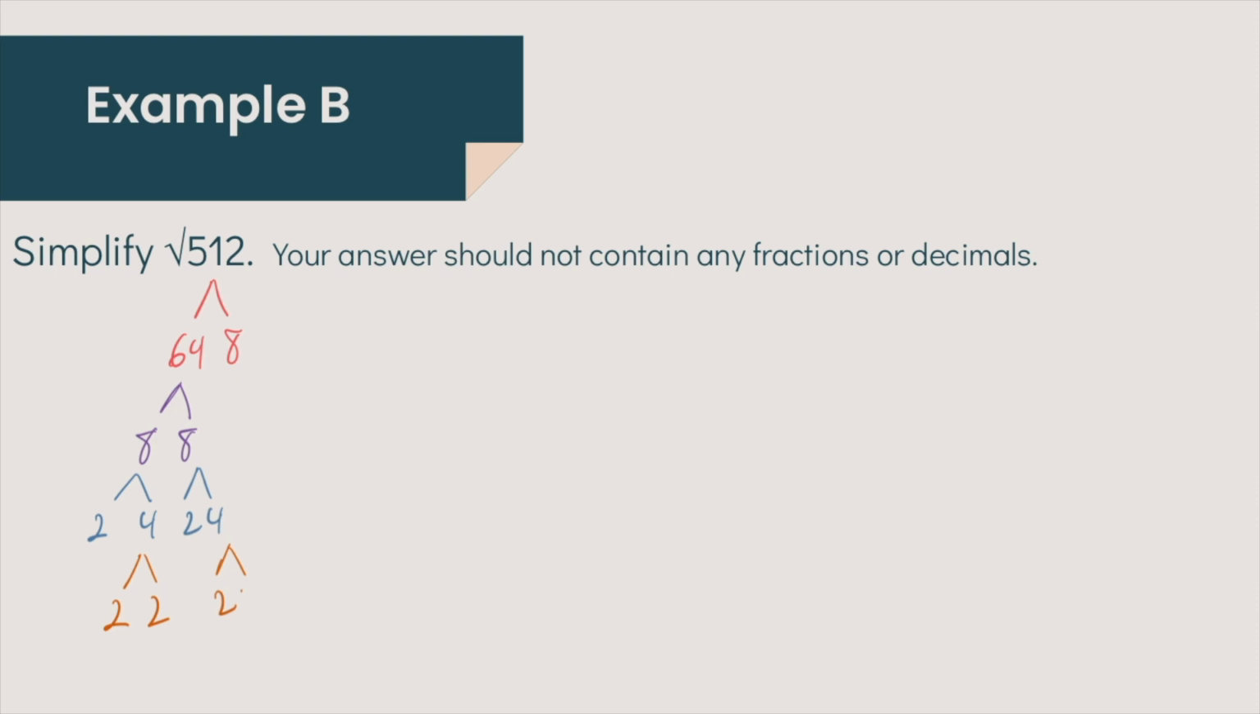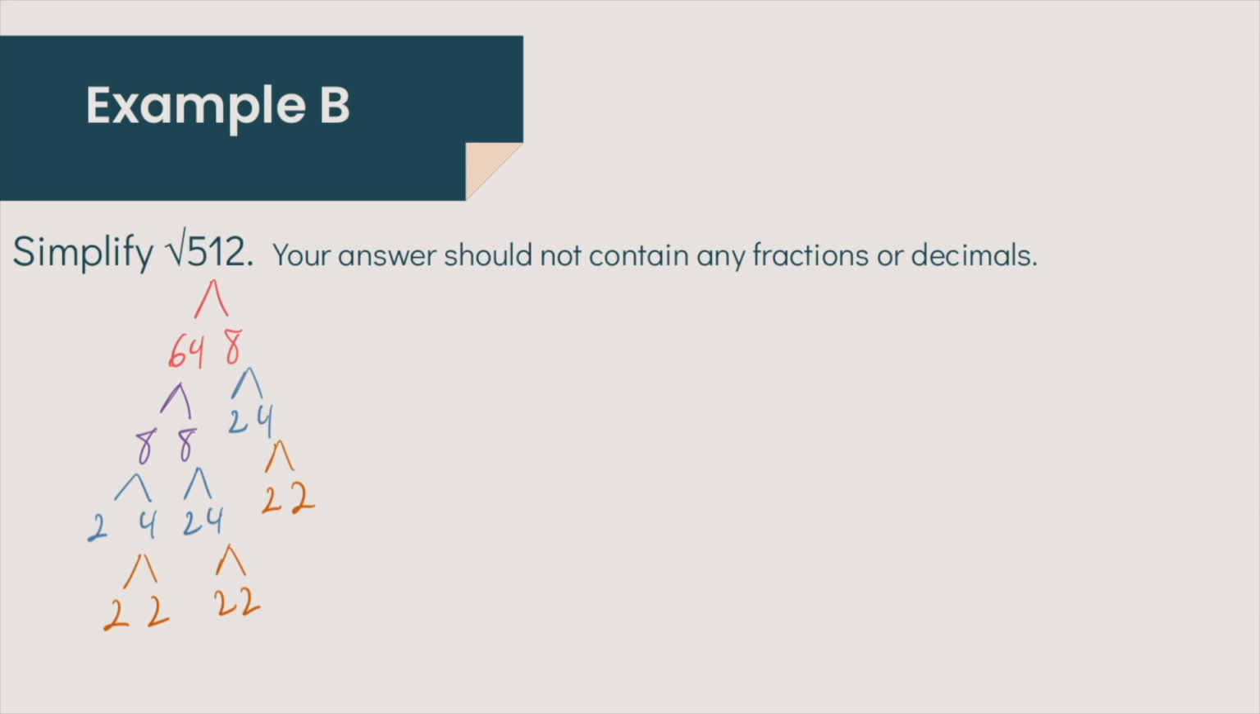Same thing, 2 and 2. And then my other 8 that I didn't touch yet, I can also break down to 2 and 4. And again, 2 and 2. So now I've got all of my factoring done, and I've got a bunch of 2s. So I've got to remember that wherever a stem ends, that's one of my 2s, and if I have a group of it, I can pull it out.